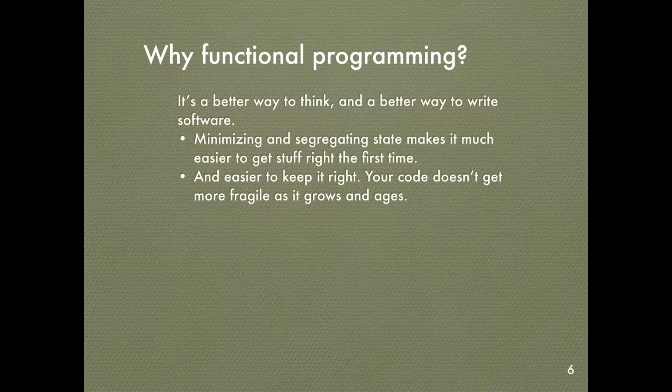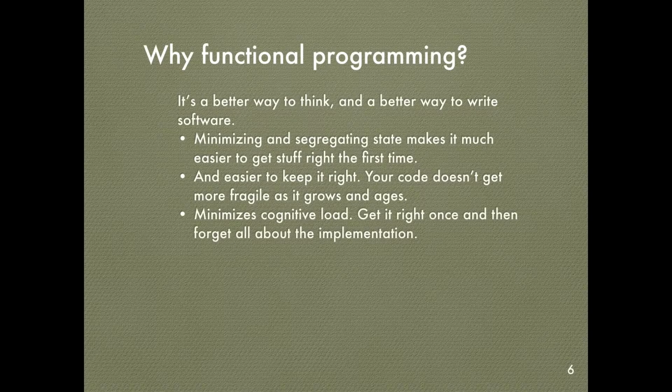And so I think it's easier to get it right the first time, and it's easier to keep it right. I think we're all familiar with having a code base that gets more fragile over time, and functional programming goes a long way toward preventing that. Which is another way of saying it minimizes the cognitive cost of having a big code base. You get something right, and then you just forget about it. That function is always going to do the same thing. It's not going to have unexpected interactions with some other part of your code. And so you can forget all about how it's implemented once you've written it.